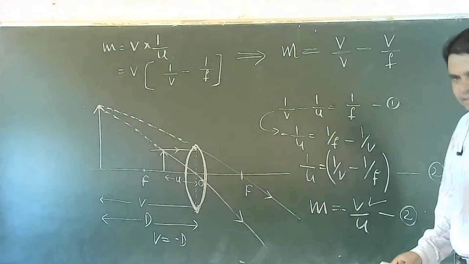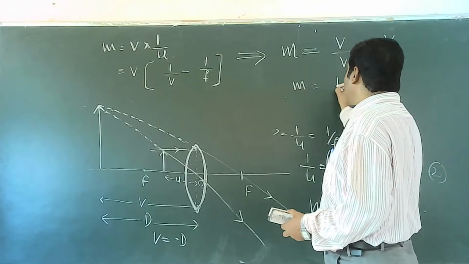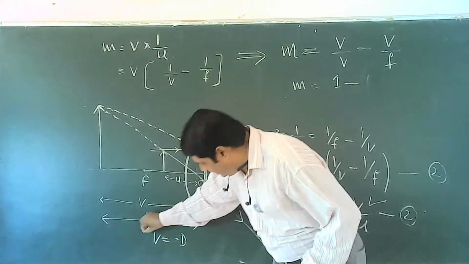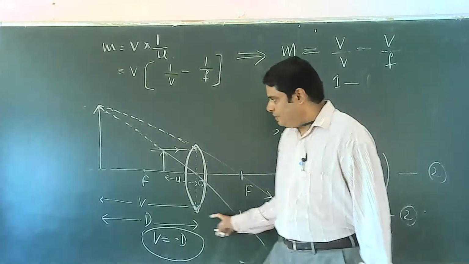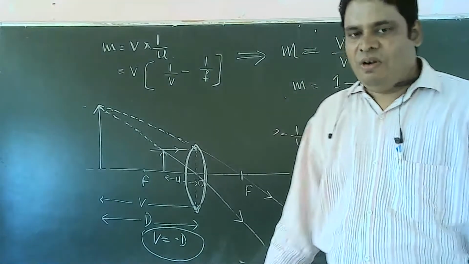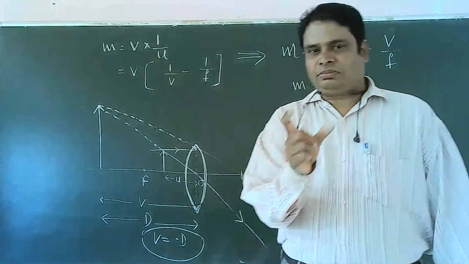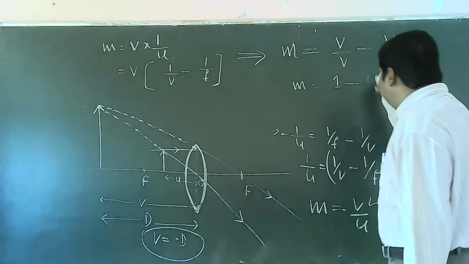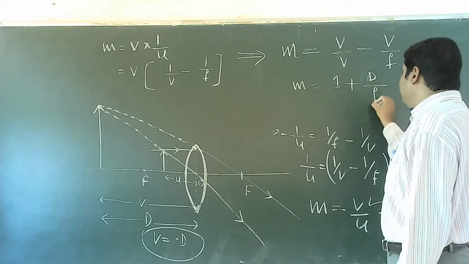Correct? Visible. Fine. Now, M is equal to 1 minus, okay, in place of V, let me write this, where V is equal to minus D. In this case, this distance represents the least distance of distinct vision, or simply what? This distance is nothing but your near point. Okay, I can replace this V by D, and hence there is minus also.